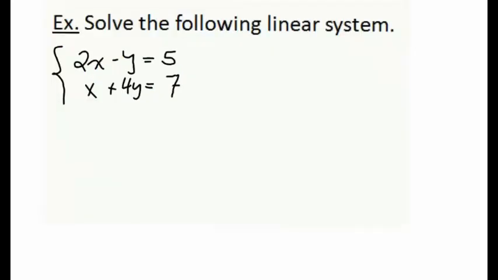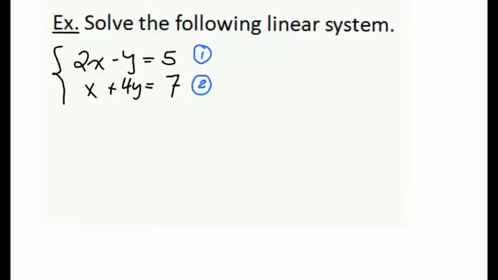Let's solve the following linear system. Our first equation is 2x minus y equals 5, and our second equation is x plus 4y equals 7. To make our equations a little bit easier to refer to, I'm going to call them 1 and 2. So I've done that here in blue.